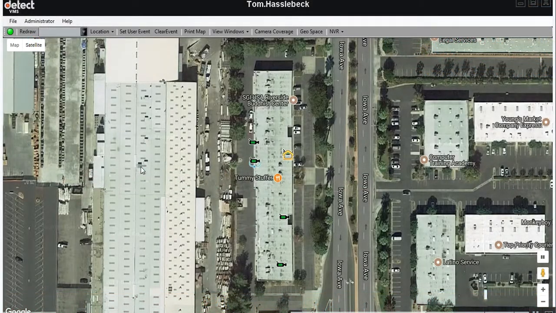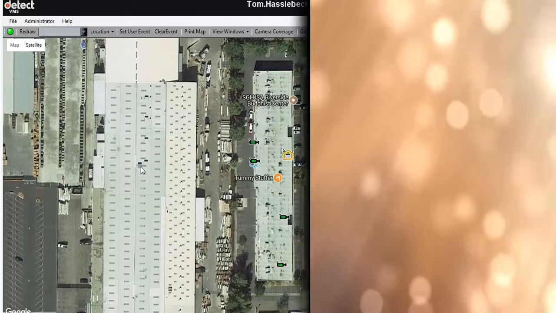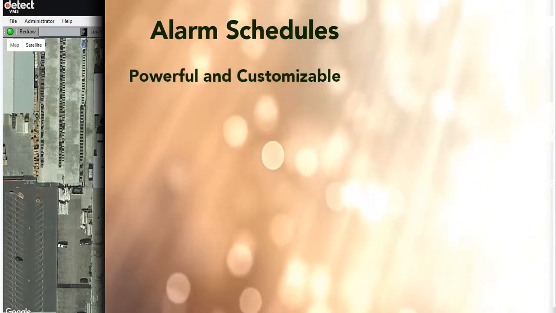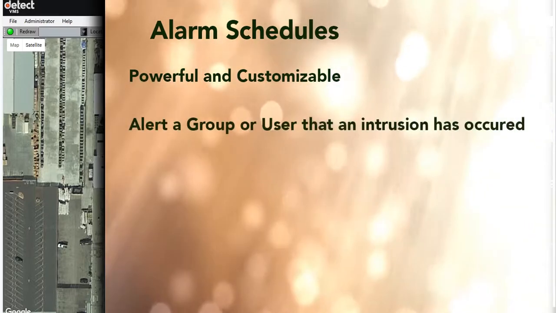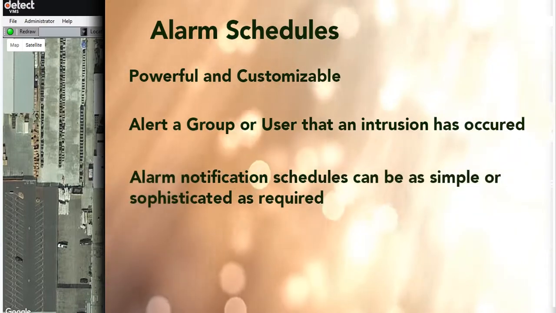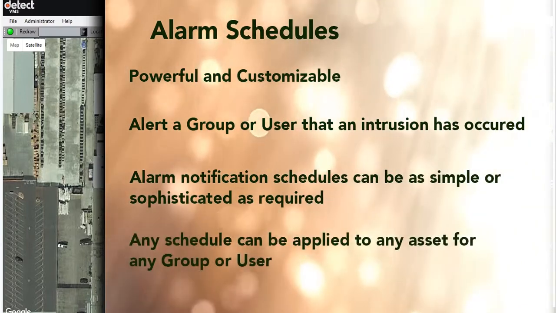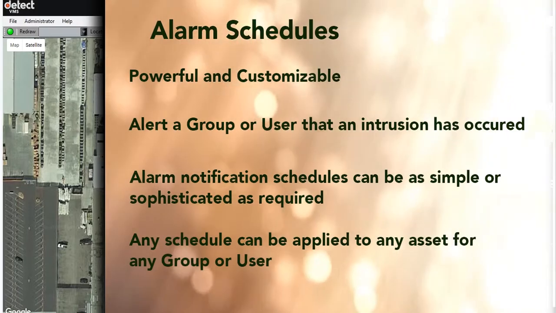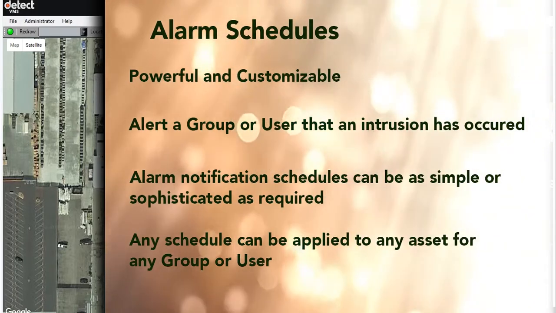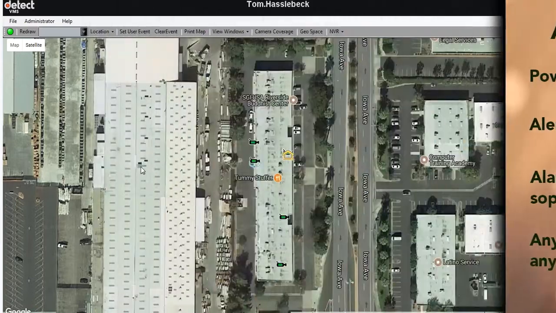Alarms are a powerful and extremely customizable way to alert a group or a user that an intrusion has occurred within the camera's field of view. Detect VMS allows a user with administrative privileges to create alarm notification schedules that can be as simple or as sophisticated as the level of notification requires. The schedules are then applied to groups or users for customized notification.